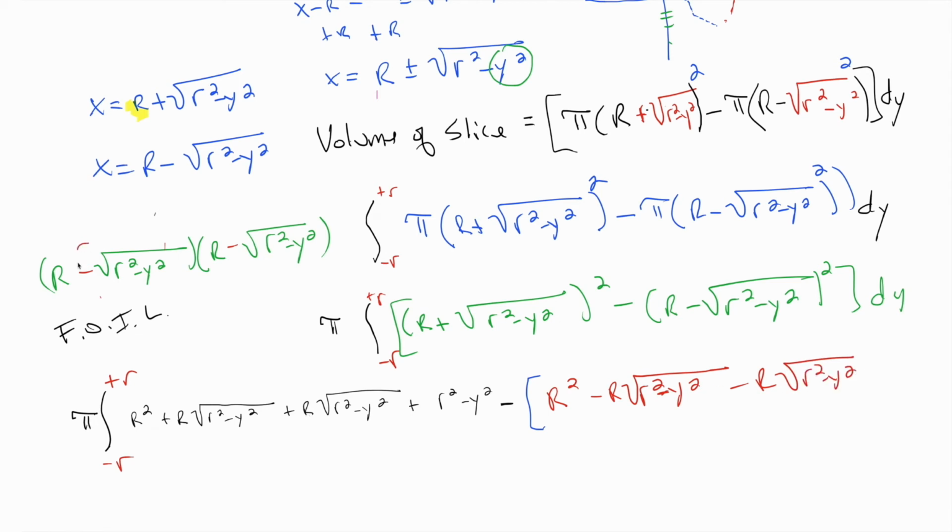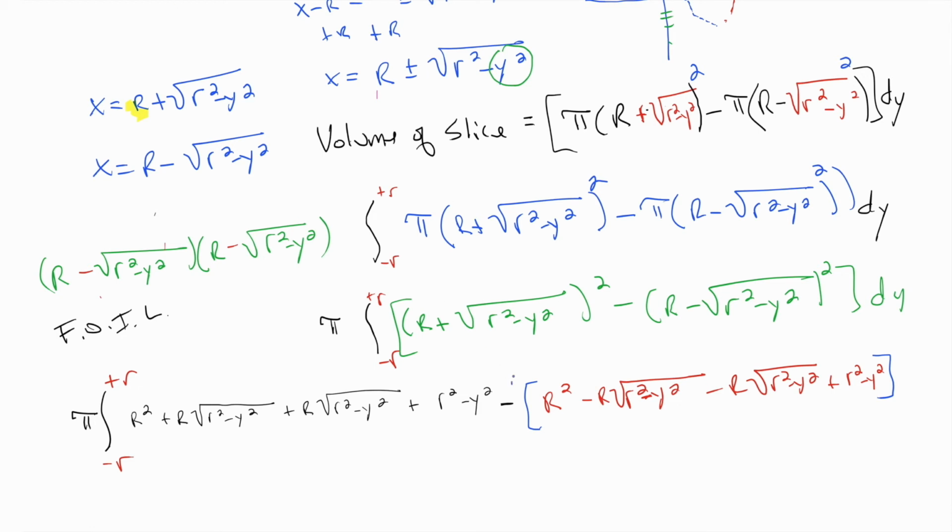And our last, which is that times that, which is a negative times a negative, which is a positive. Once again, a root times a root, just take the hat off the root. So it's going to be r squared minus y squared. Close the bracket. There's our FOIL explosion. Next thing we're going to do, distribute this invisible negative 1 right here.